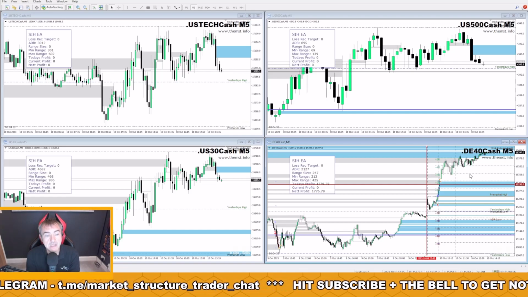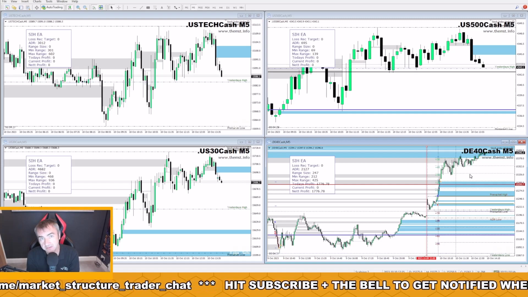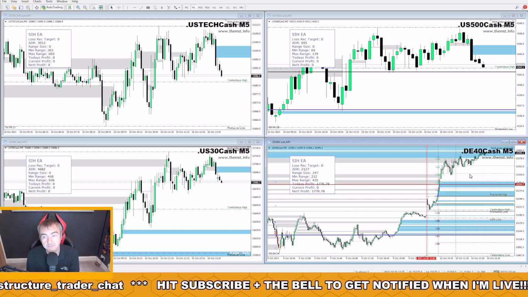So that's it. That's an overview of the stock index hedge strategy. That's an overview of the EA settings. We've looked at some of the back tests previously.